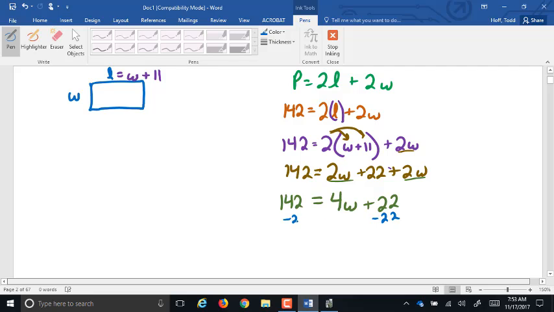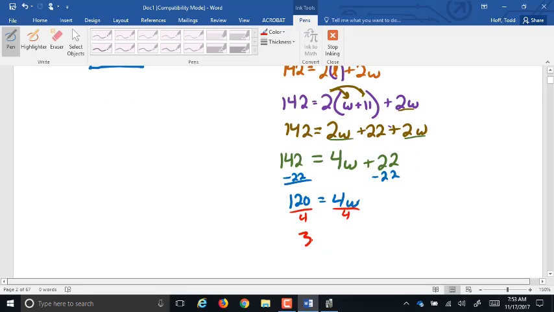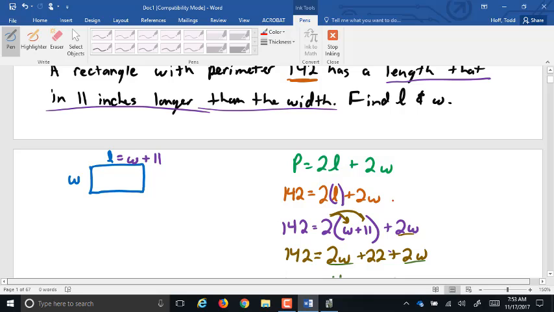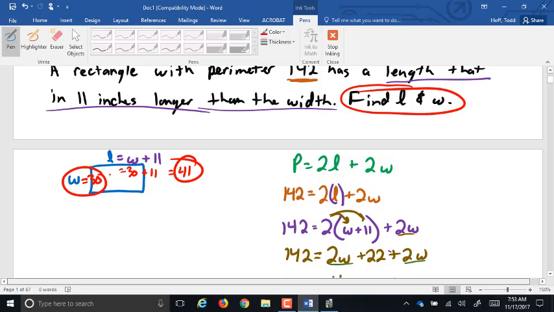Subtract 22. 120 equals 4W. And then divide by 4. 30 equals W. So if W equals 30, are we all done? No, we got to go back and make sure we answer the question. The question said find the length and width. Well, we know W is 30. The length is 30 plus 11. So now we've answered the question.